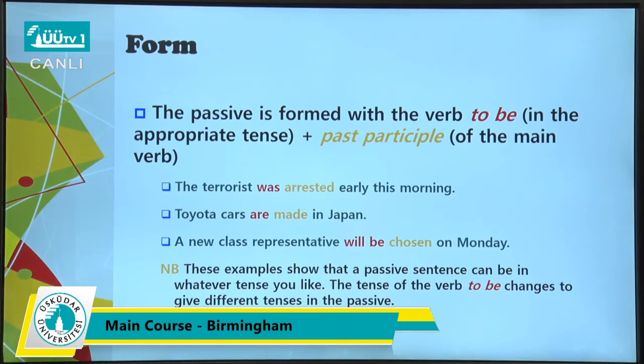The next one. Toyota cars are made in Japan. This one, when you see are plus past participle of make, this one is present tense. And the next one, a new class representative will be chosen on Monday. This is future because of will, plus be verb and past participle of choose. These examples show that a passive sentence can be in whatever tense you like. The tense of the verb to be changes to give different tenses into passive.